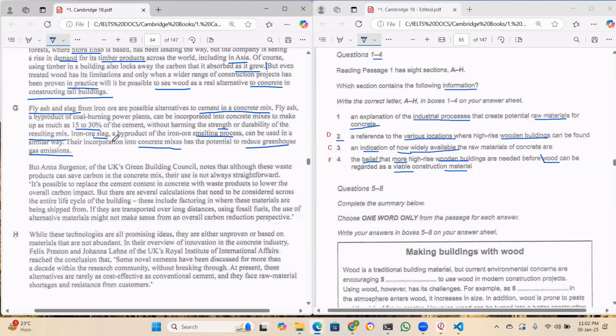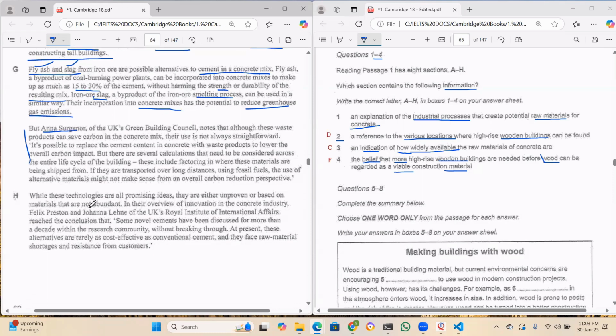So, guys, did you read anything about any industrial process here? Yes or no? An explanation of industrial processes that create potential raw materials for concrete. What are the potential raw materials? Fly ash and slag. And this is the whole industrial process. These can be incorporated into concrete mix 15 to 30%. Iron ore slag, smelting process, all these things, this is nothing but an industrial process. So yeah, I think I got my answer. But anyhow, I'll keep reading because we have one more paragraph in this. So let's keep reading. There is one author, Anna Sarginer.